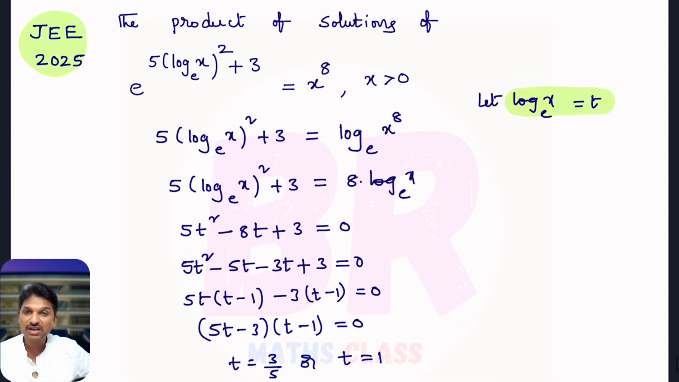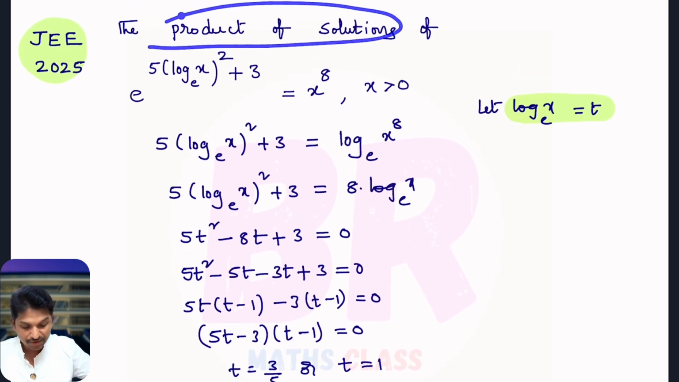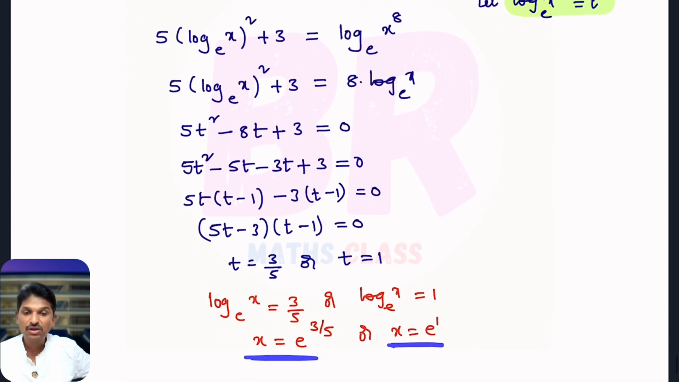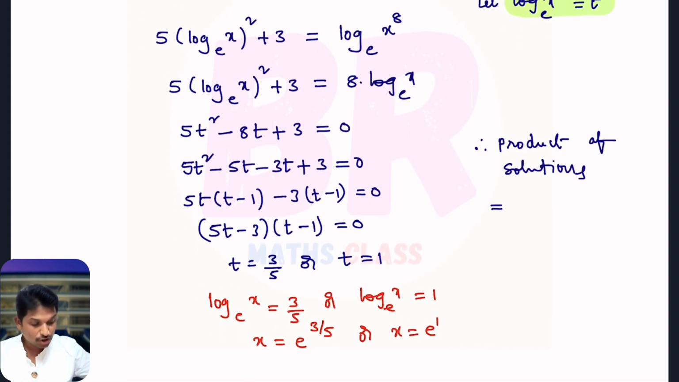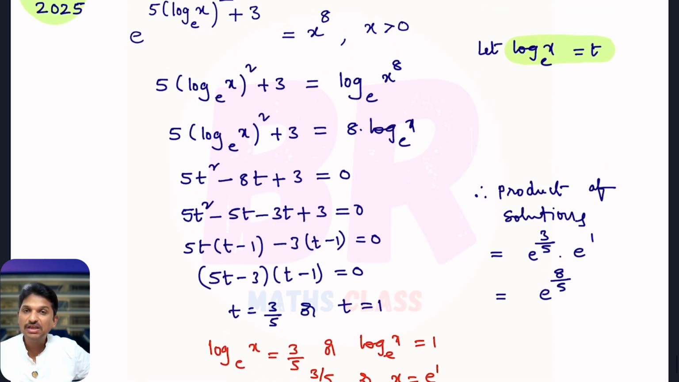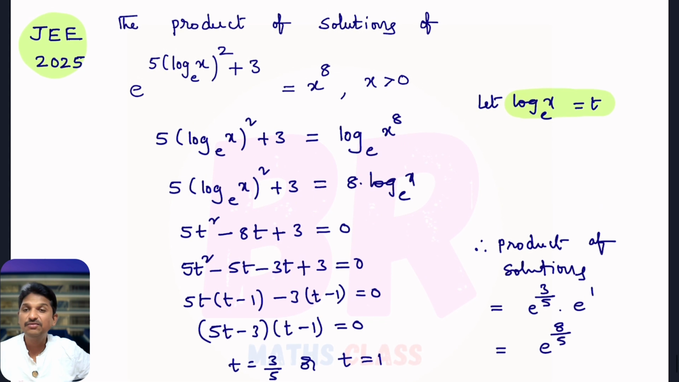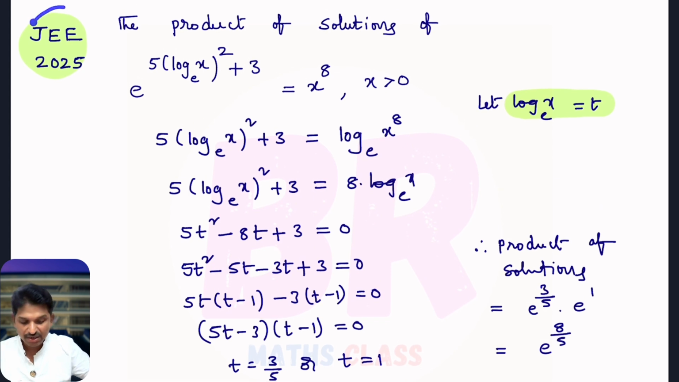In the question what they are asking? The product of the solutions. So you multiply. Therefore product of solutions equal to e power 3 by 5 into e power 1. As bases are equal, powers should be added. 3 by 5 plus 1 is what? That is 8 by 5. So what is product of all the solutions? e power 8 by 5. Actually, this is the easiest question given from logarithms in 2025.